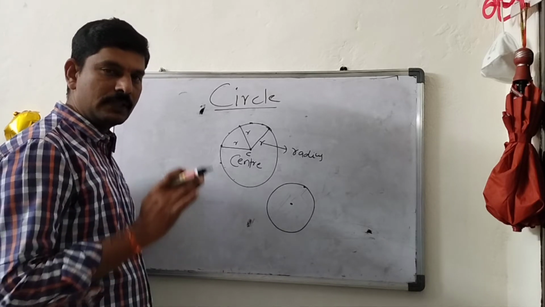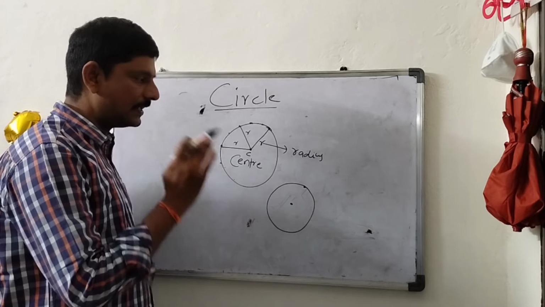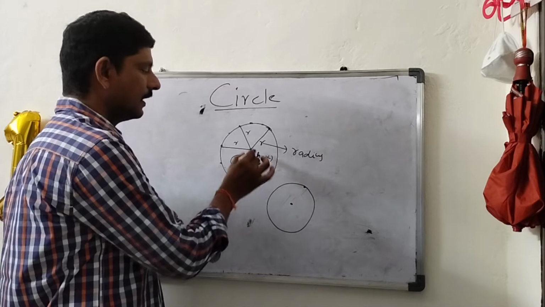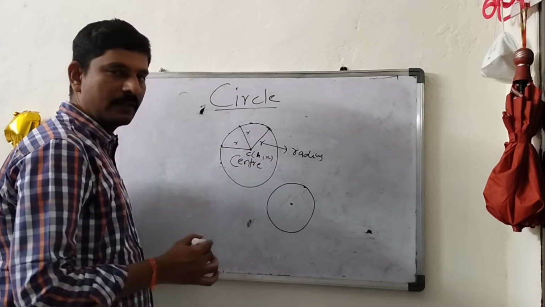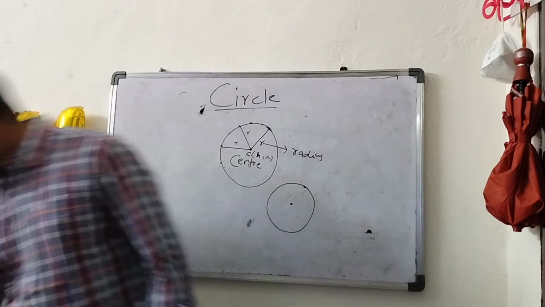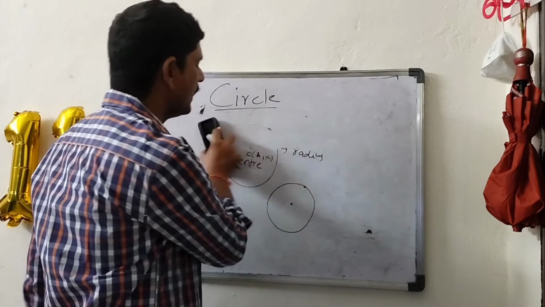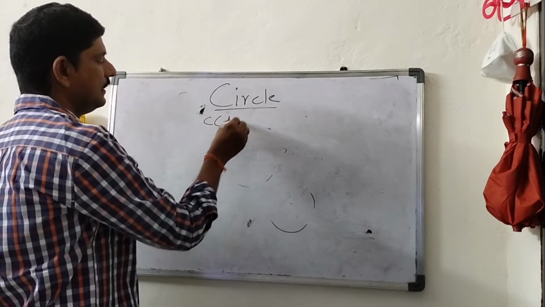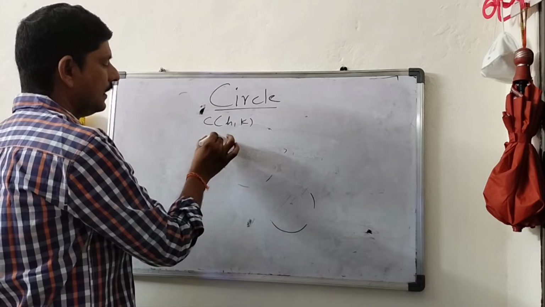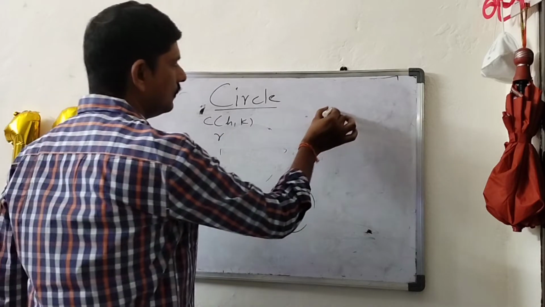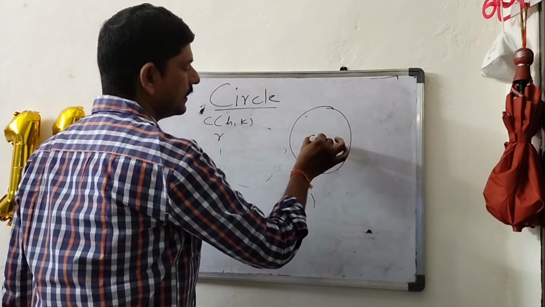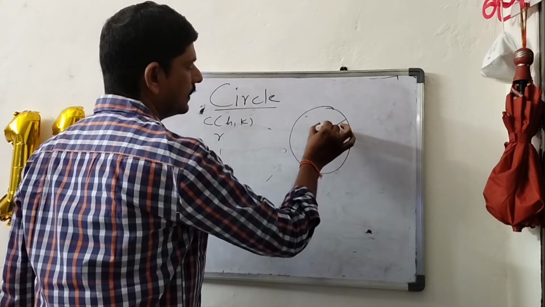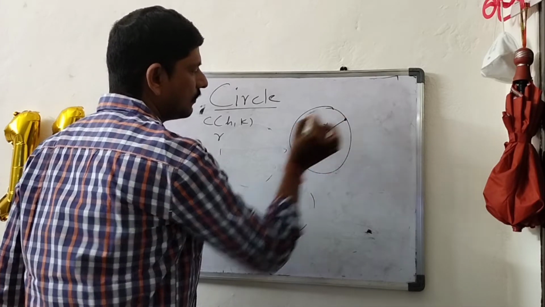Now the center is given and radius is given. That means if the center is h comma k and the radius of the circle is r, then we can write the equation of the circle. How do we write the equation of the circle? If the center of the circle is C(h, k) and the radius of the circle is r, let us see here. This is the center C(h, k) and this is the radius. We have to find the equation of the circle.